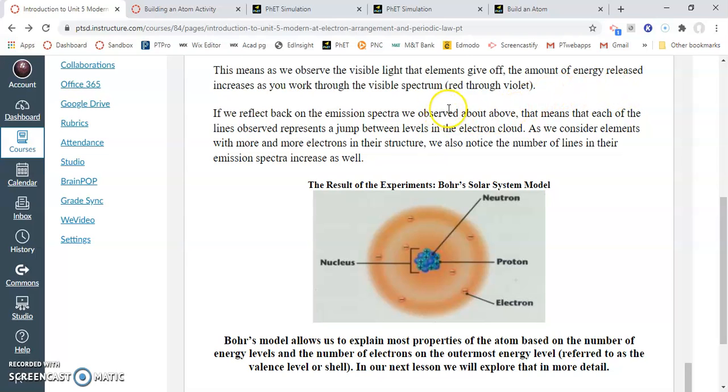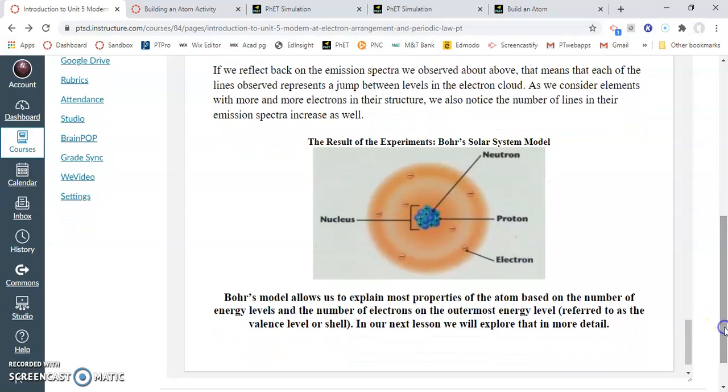So if we reflect back on the emission spectra that we observed above, that means that each of the lines observed in those spectra represent different jumps. So each color represents a different degree of jumping or falling back down from the excited to the ground state. So each line represents a distinct jump. And then Bohr's model then allows us to explain most of the properties of the atoms based on two factors: the number of electrons in the outermost energy level and the number of energy levels in the atom's electron cloud.